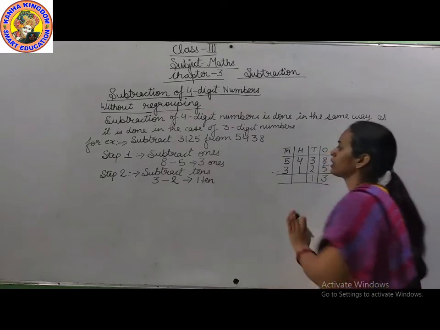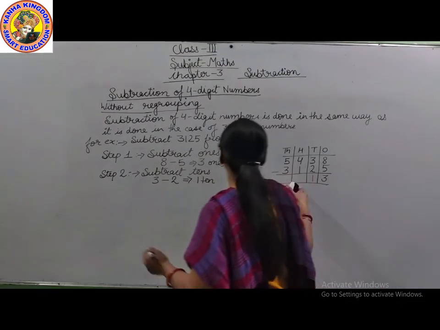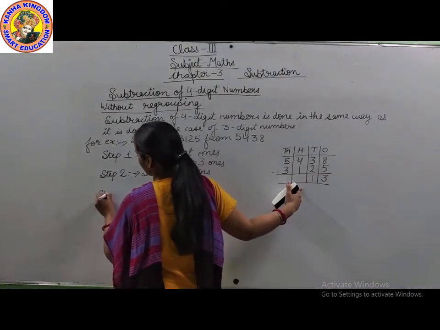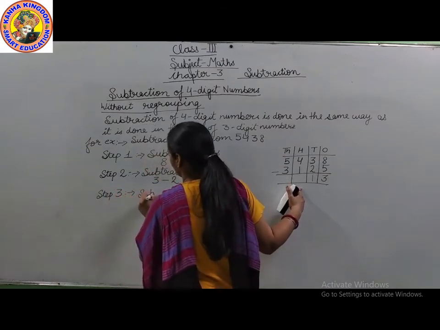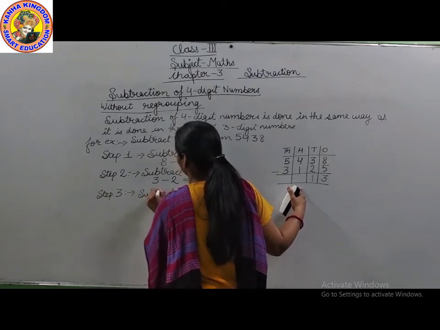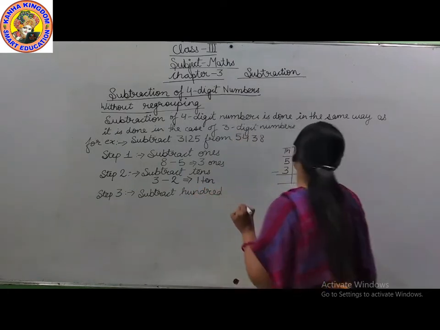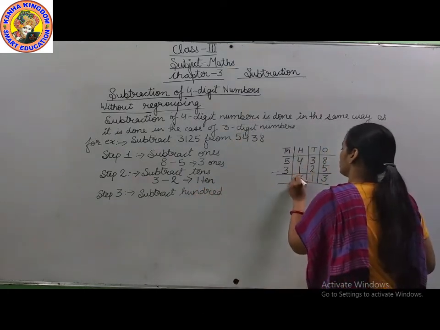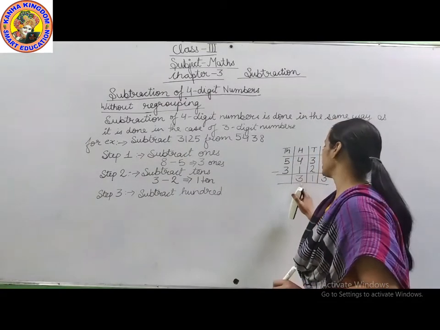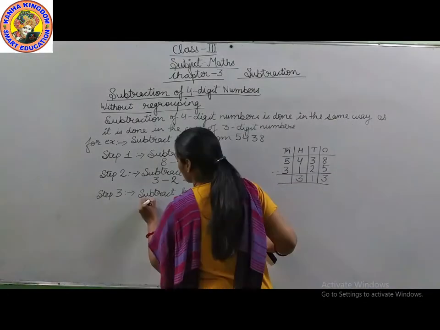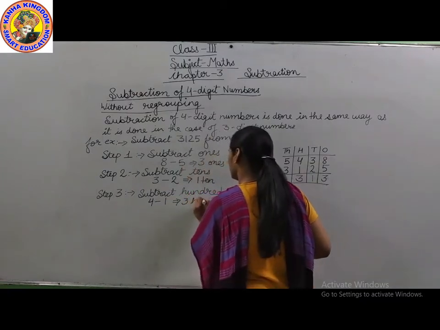After subtracting ones and tens, our next step, step 3, subtract hundreds. Okay, means 4 minus 1, 3. When we subtract 1 from 4, we get 3. Means 4 minus 1 equals 300.